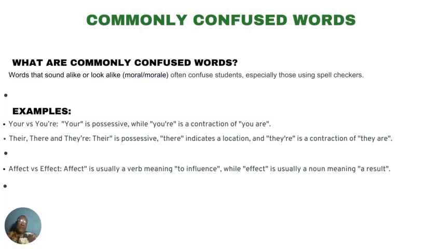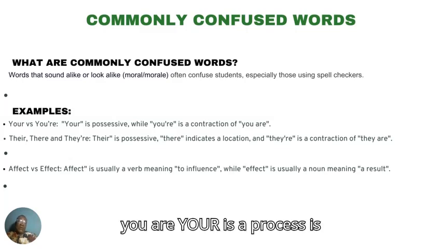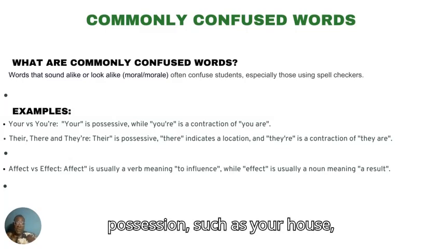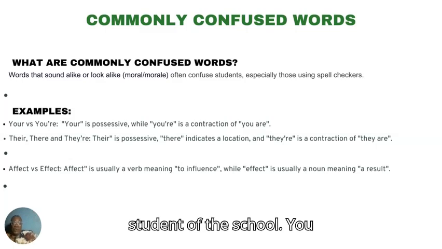Your, Y-O-U-R versus Y-O-U apostrophe R-E. That is you are. Now your is a possessive. It is used to indicate possession, such as your house, your car, your parents. But you're is a contraction of you are. You are a student of the school. You are a citizen of our country. Okay.